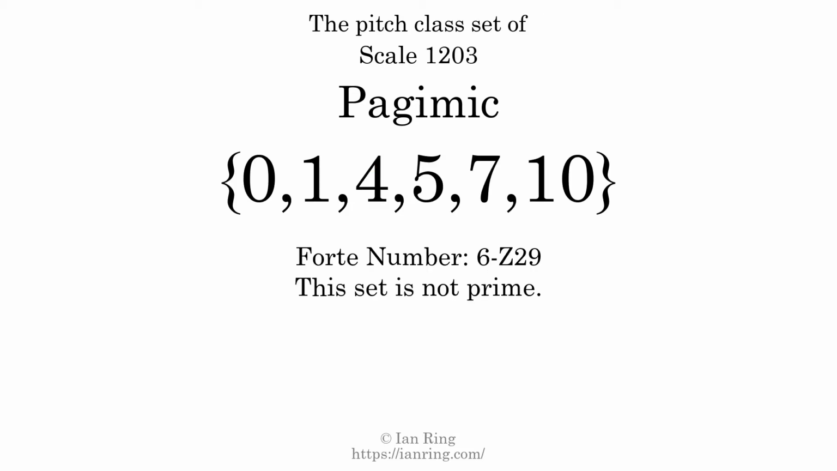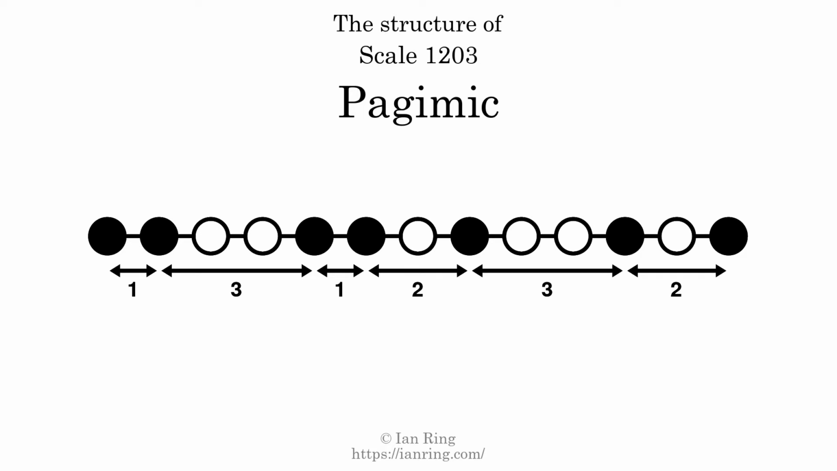The pitch class set for this scale is 0, 1, 4, 5, 7, 10. The fault class is 6Z29. This set is not prime. The structure of a scale is a description of the interval distance between each successive tone. This scale has a structure of 131232.